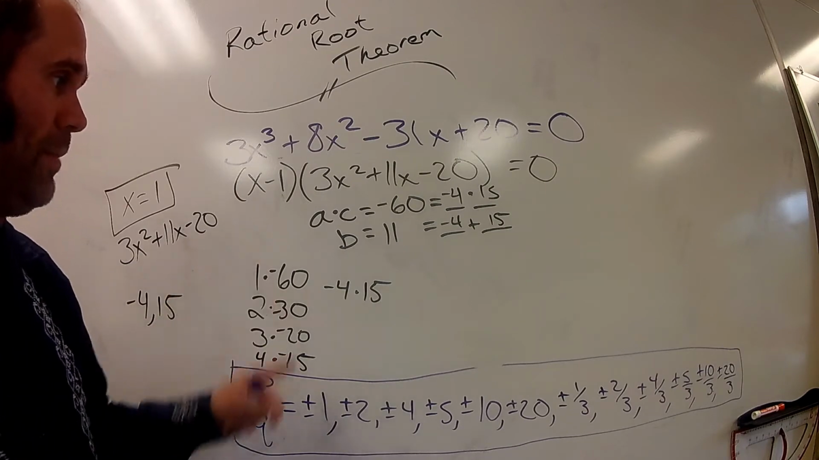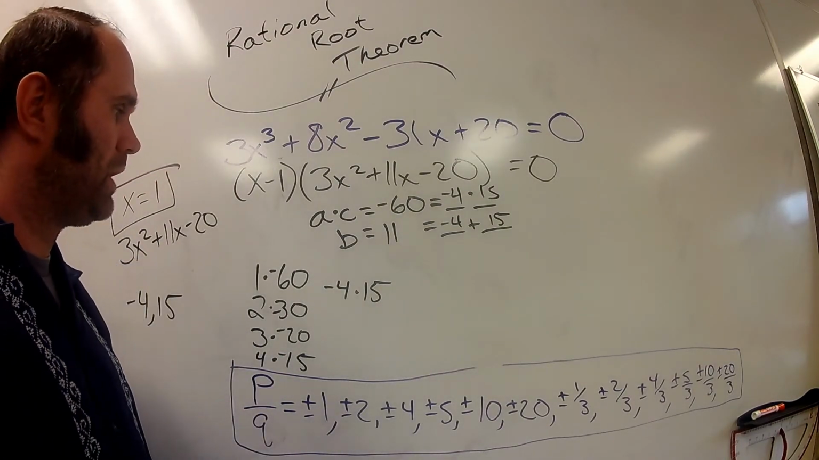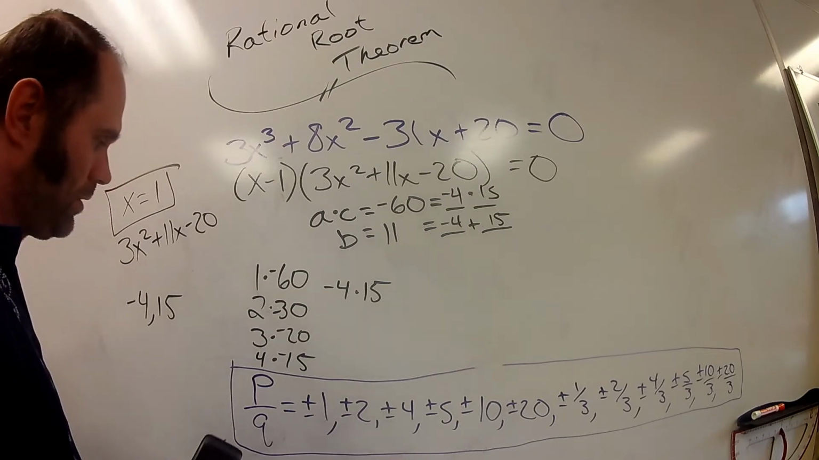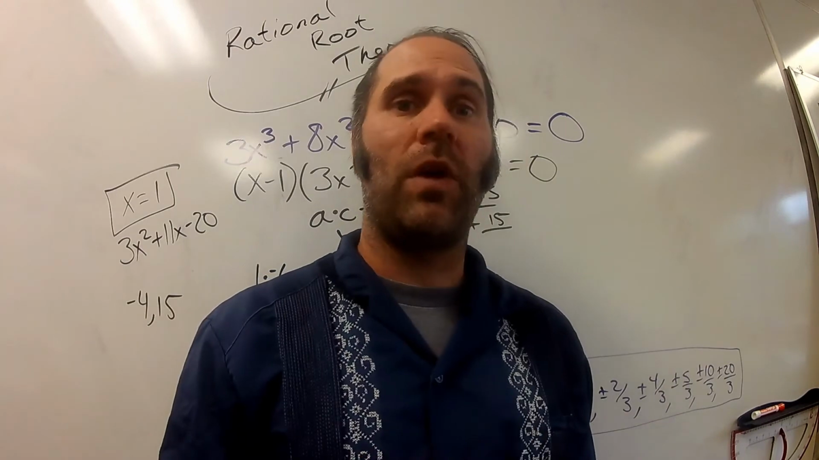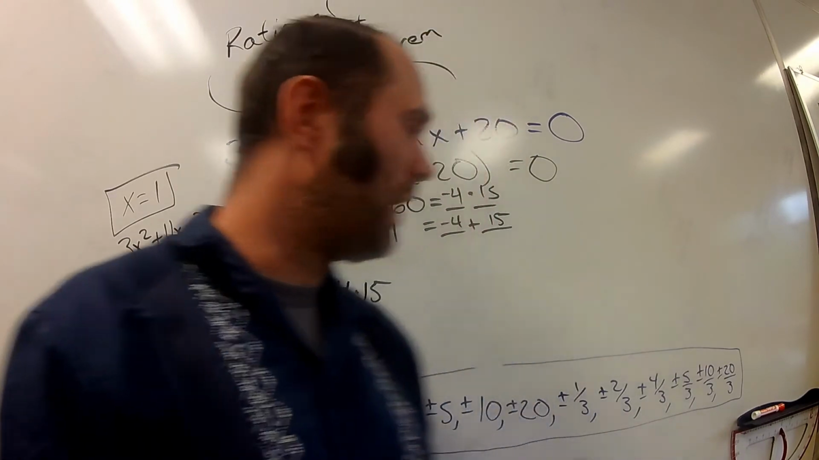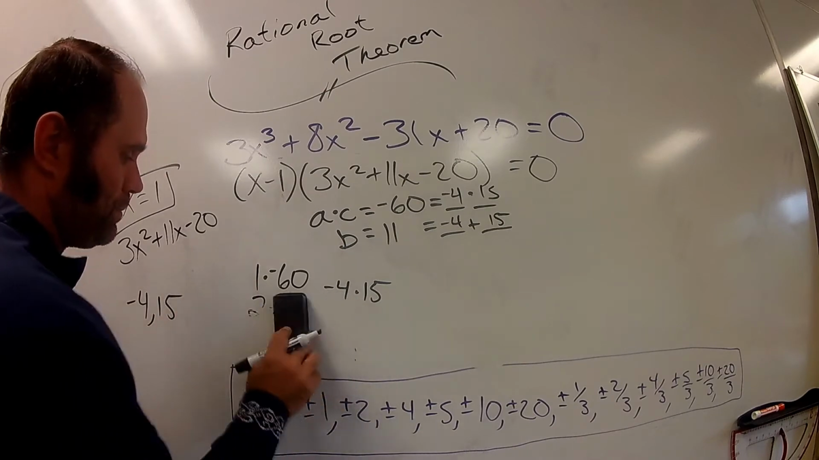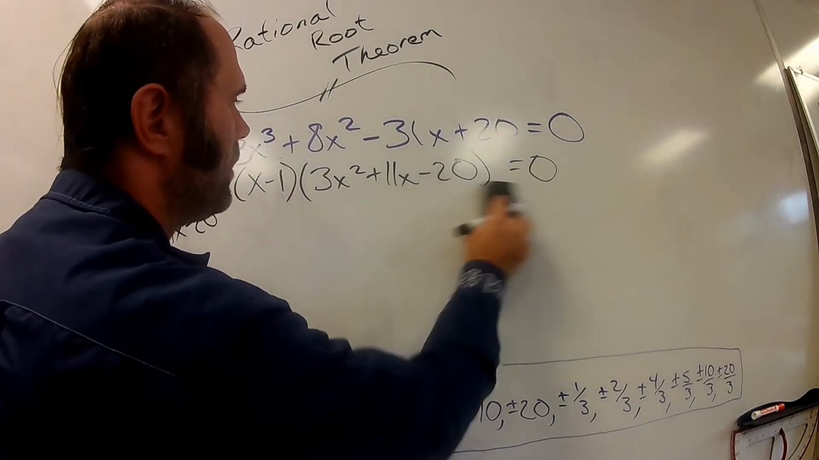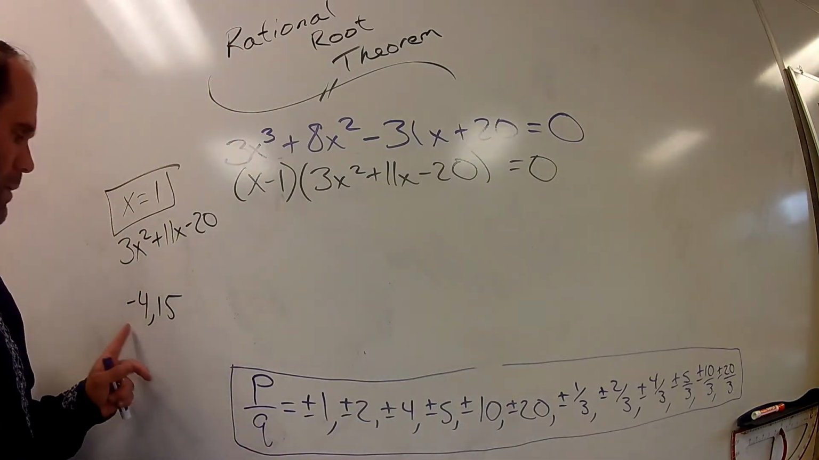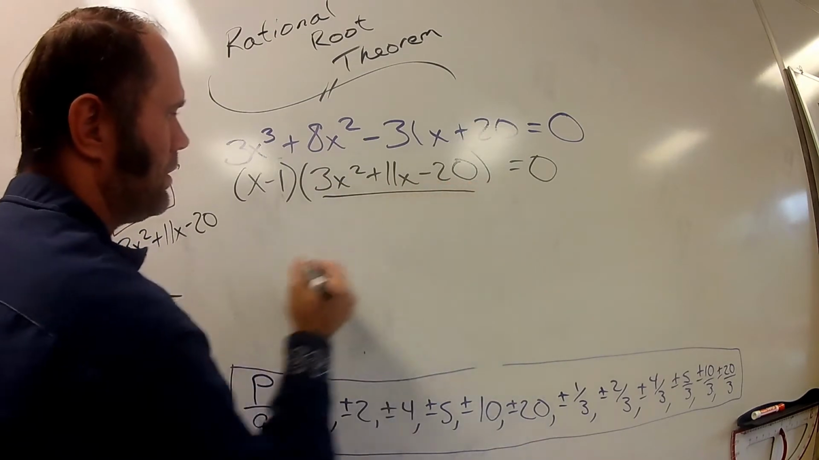This is the AC method of factoring. So if you don't remember that, you might want to go back and watch the lessons on the quadratics, because I go through factoring by the AC method and by grouping. All right. We don't need that anymore because we've got it written down here, negative 4 and 15. So we're just looking at this piece here.